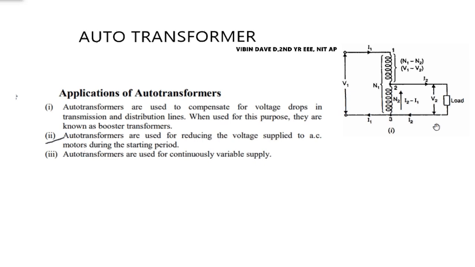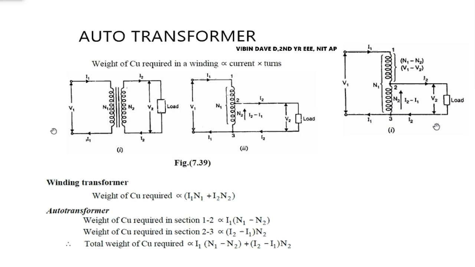While discussing the advantages, we mentioned that the copper weight necessary for an autotransformer is less than for a two-winding transformer. So we are going to derive the equations which will lead us to the amount of copper saved while using an autotransformer. The weight of copper required in a winding is proportional to current times turns. When current increases, the area of cross section increases, which increases the weight. When turns increase, the length of the wire required increases, so it also increases the weight. So in a two-winding transformer, the weight of copper required will be proportional to I1 N1 plus I2 N2.